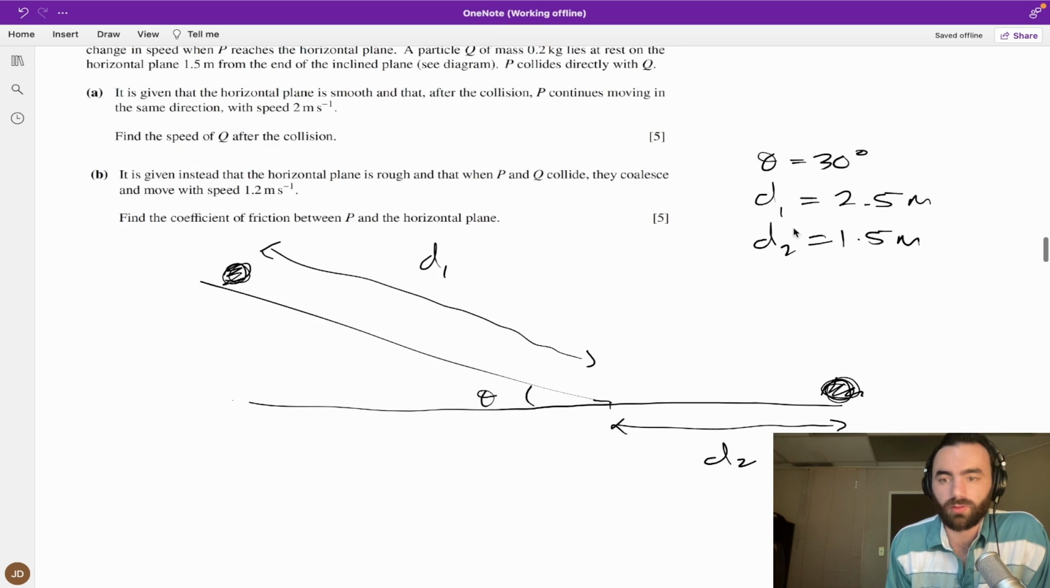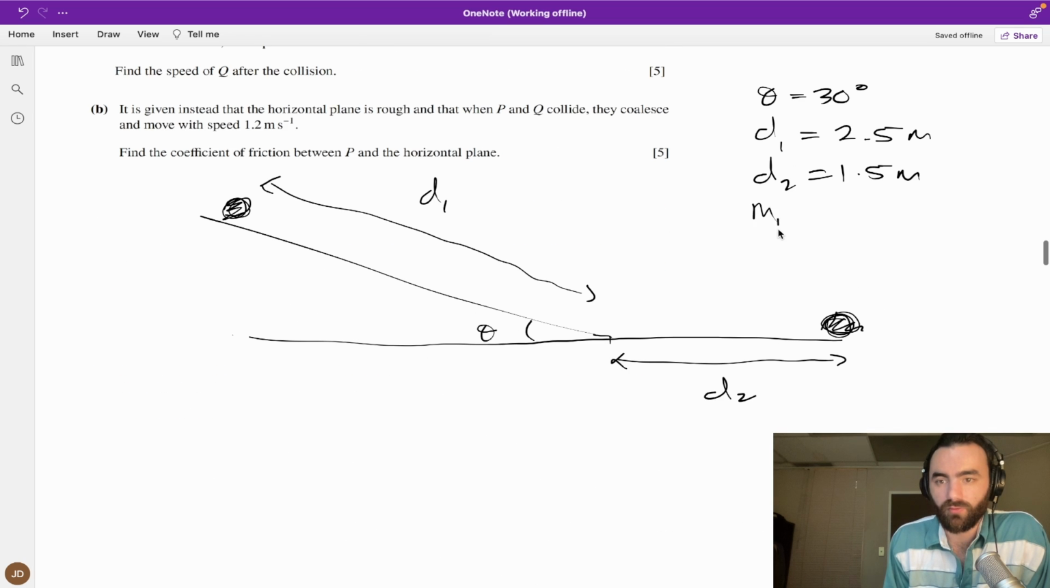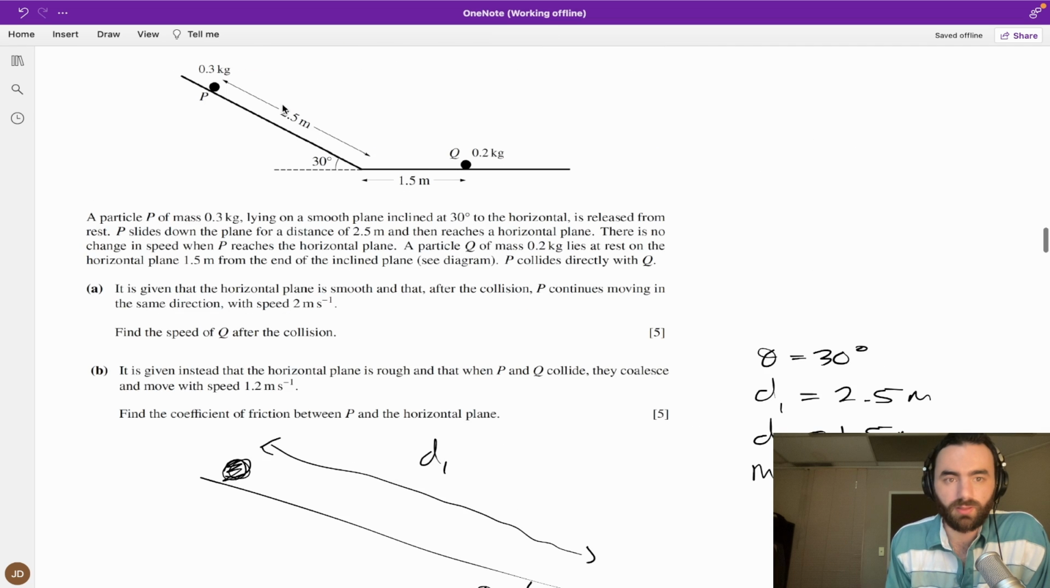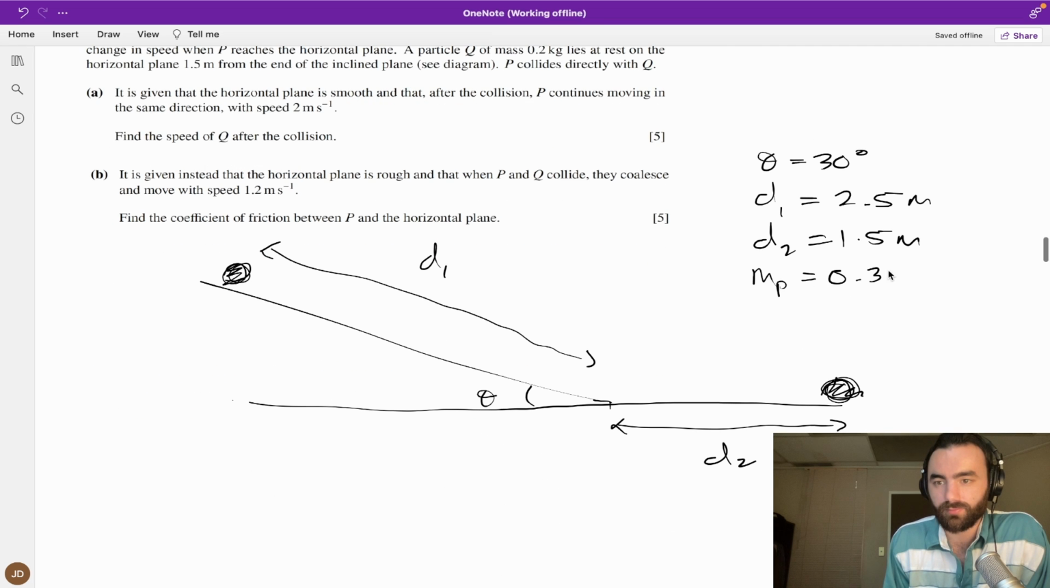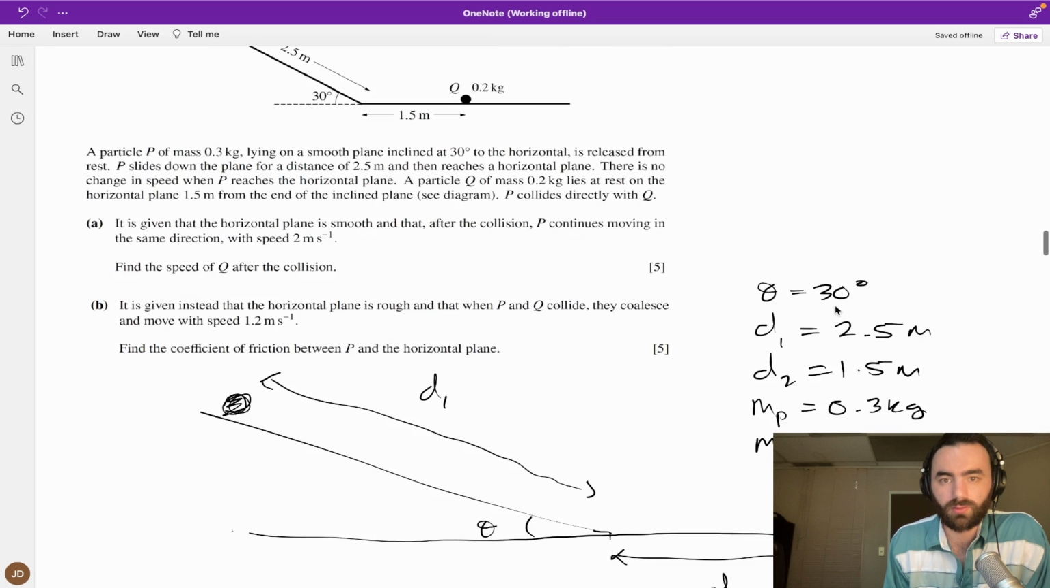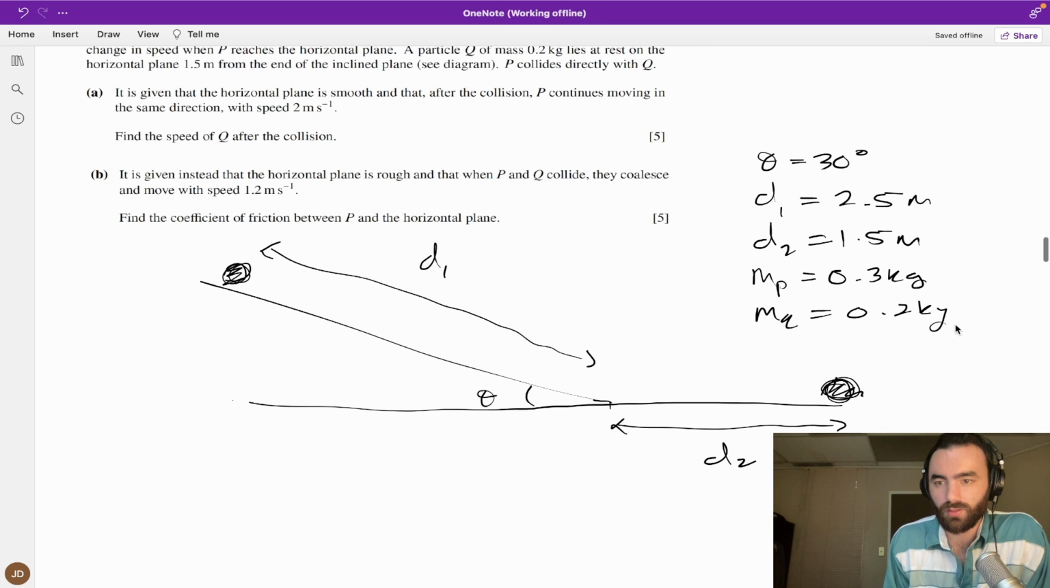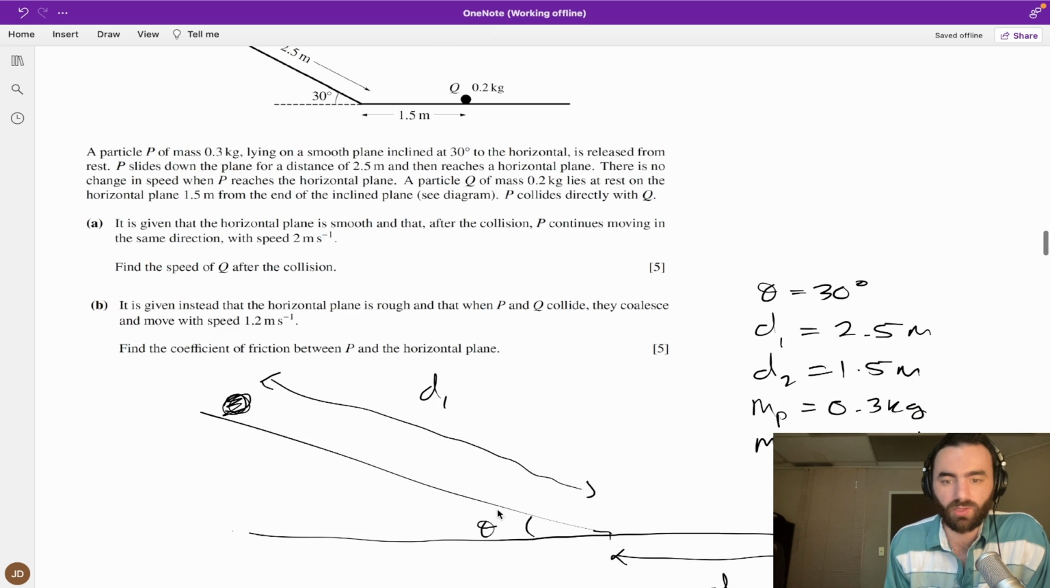What else do we know? We know that the mass of P is 0.3 kilograms, and the mass of Q is 0.2 kilograms. That's all the information they give us, and we know this is a smooth surface. It is given that the horizontal plane is smooth, and after the collision, P continues moving in the same direction with 2 meters per second. Find the speed of Q.